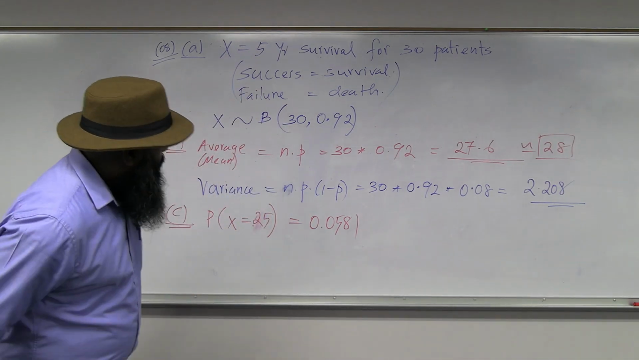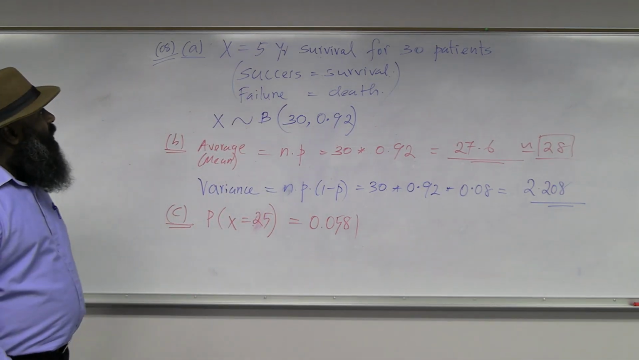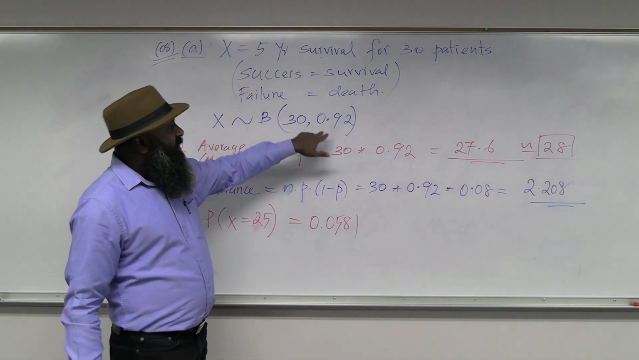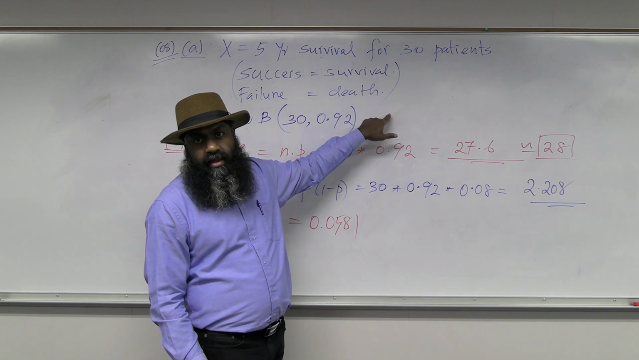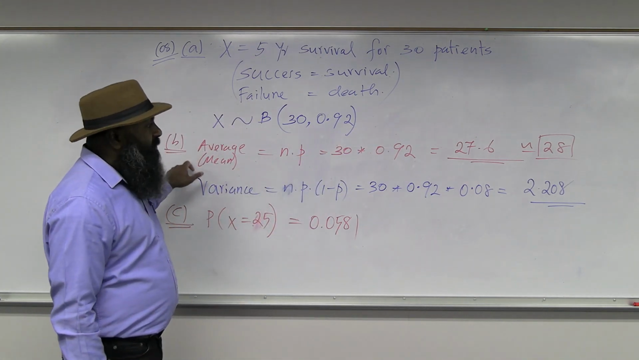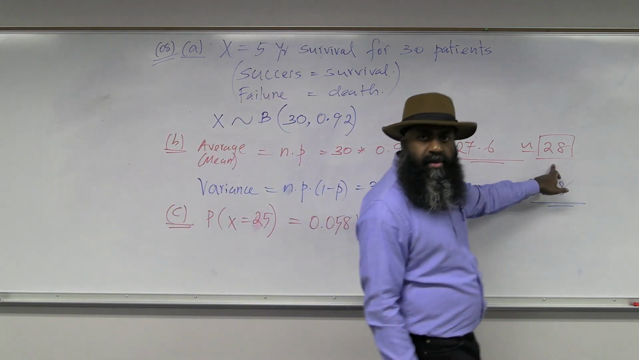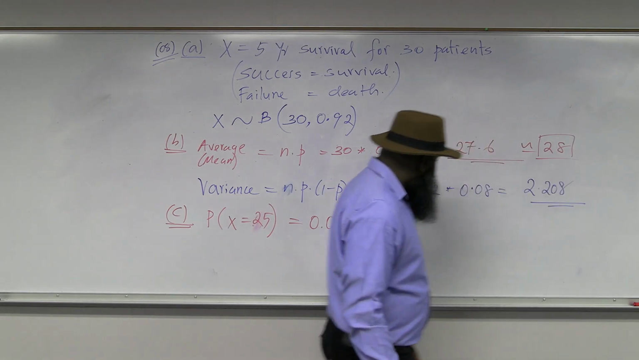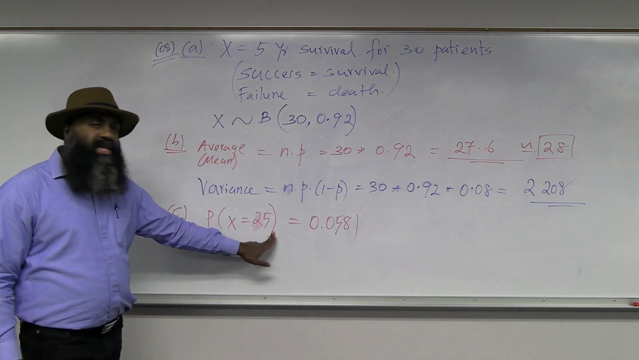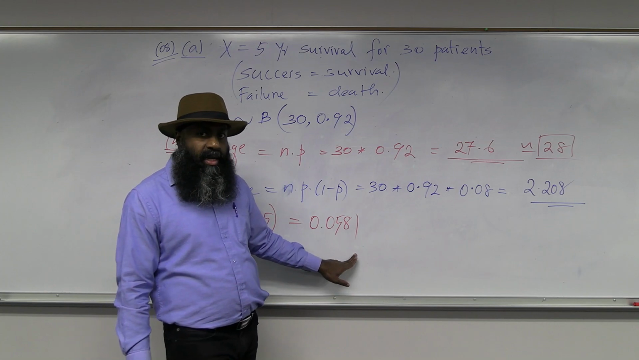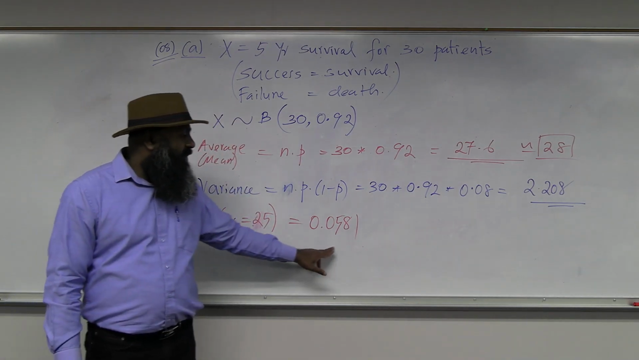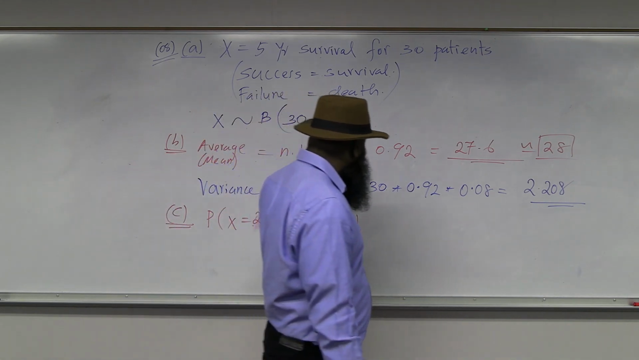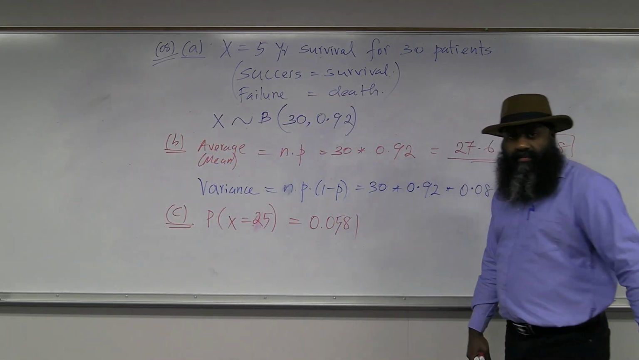Well, I have an additional question now. The probability of survival is super high at 92%, and the expected average is almost 28 people will survive. Then why exactly 25 people will survive with such a small probability? Exactly 25 people will survive with 0.0581, or in other words, approximately just 5.8%.